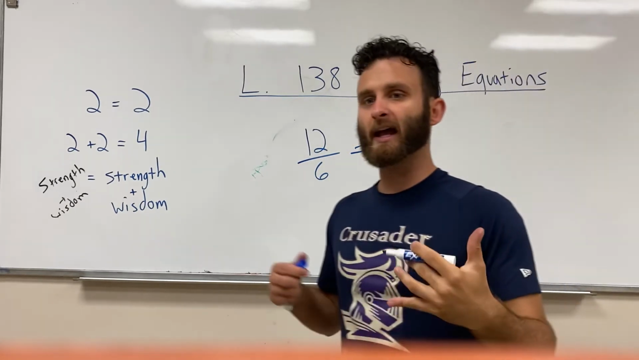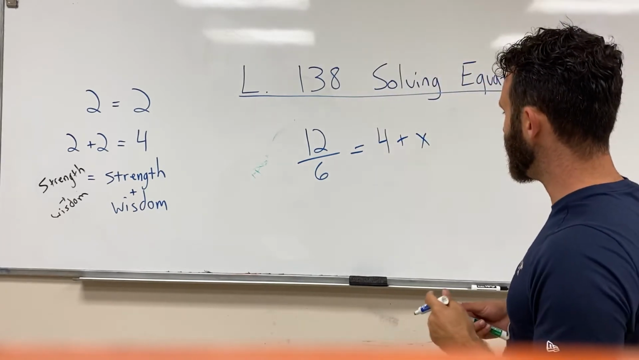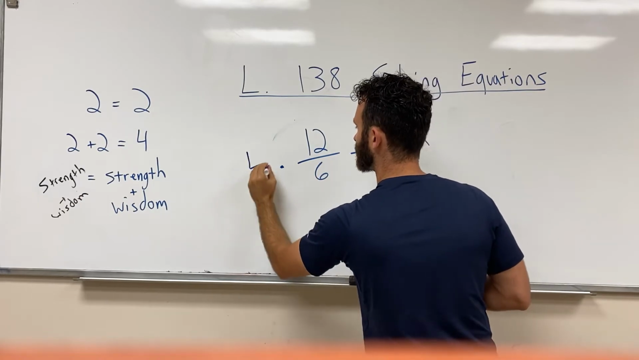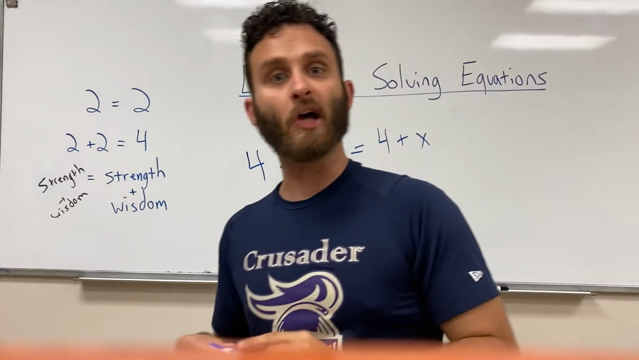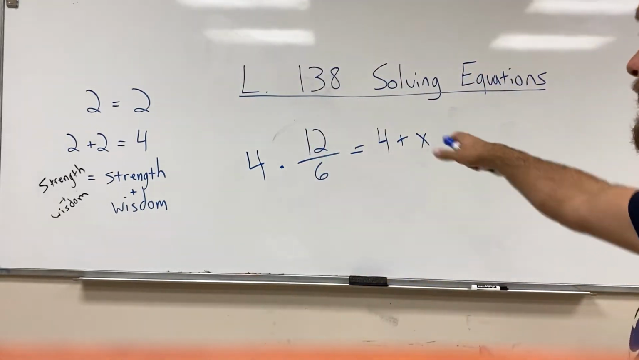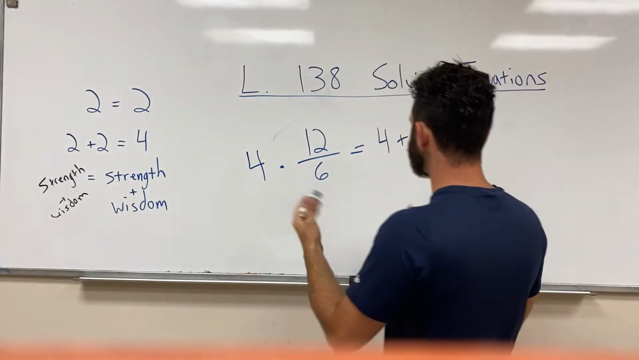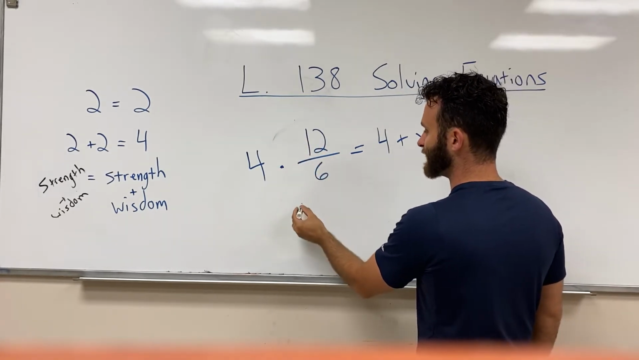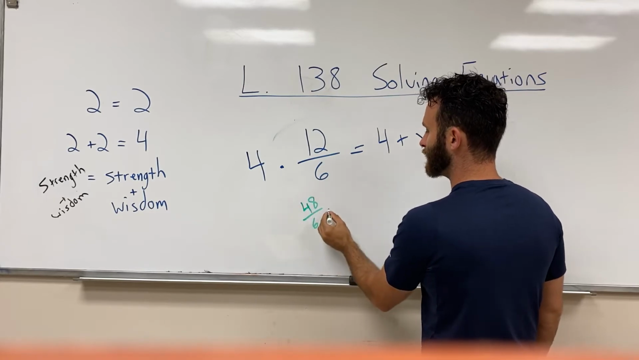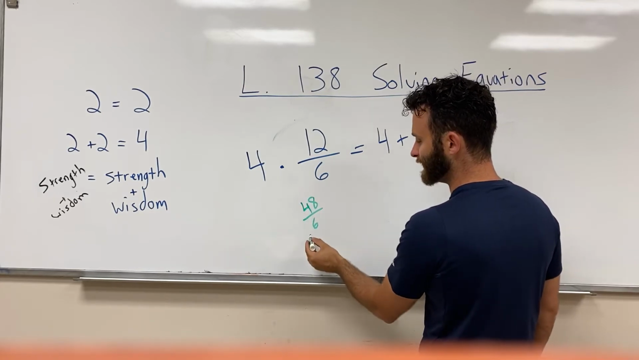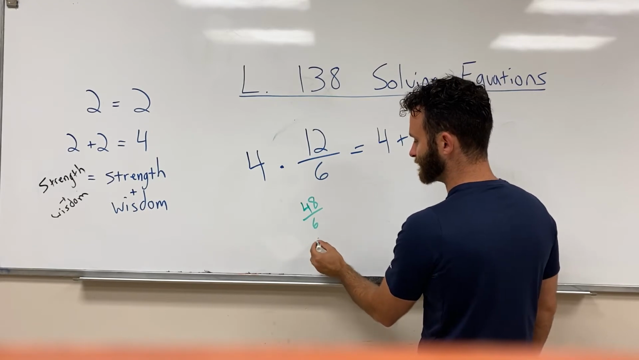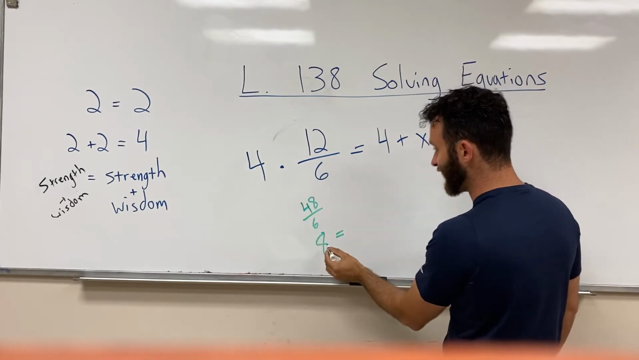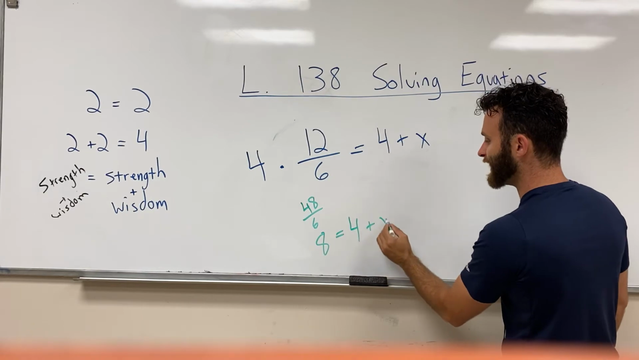Now I'm going to use the letter X, okay? So the letter X is our new equation. So simplify is the first step. Well, 4 times 12 is 48 divided by 6, which is equal to 7? No, 8. So 4 times 12 was 48 divided by 6 was 8. 8 equals 4 plus x, okay?